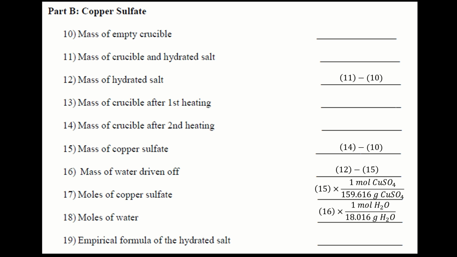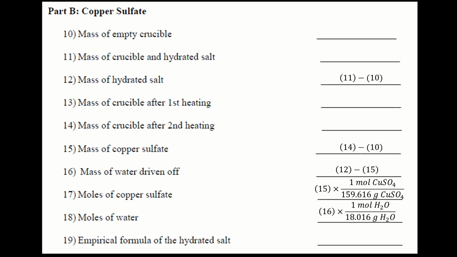For line 15, the mass of copper sulfate, that will simply be your recorded value in line 14 minus line 10. Again, depending on if the value you get after your second heating isn't significantly different than your value after your first heating. If it is significantly different, then heat it a third time and use that value instead.